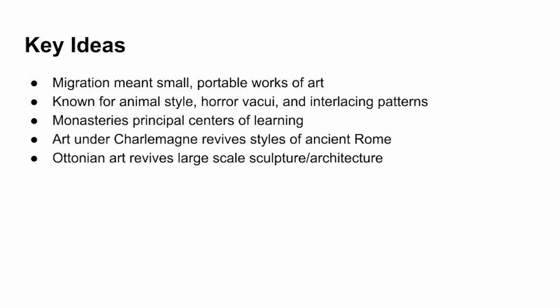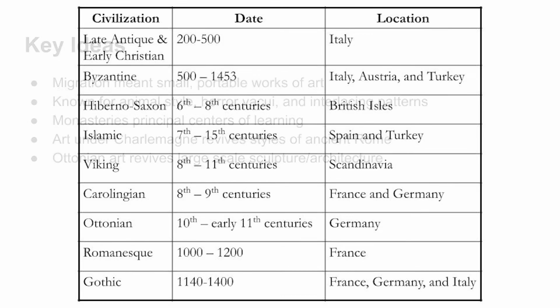Charlemagne, who was appointed by the Pope to be the leader of the Holy Roman Empire, seeks to bring back the styles and learning that was prominent in ancient Rome, both through architecture and through statuary. And although we don't discuss any Ottonian art in your required works for this chapter, know that they bring back large-scale sculpture and architecture, especially in church design.